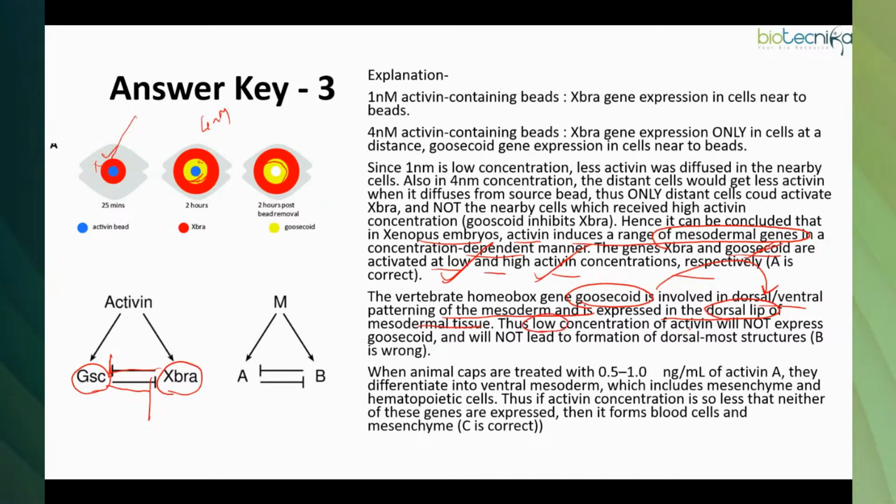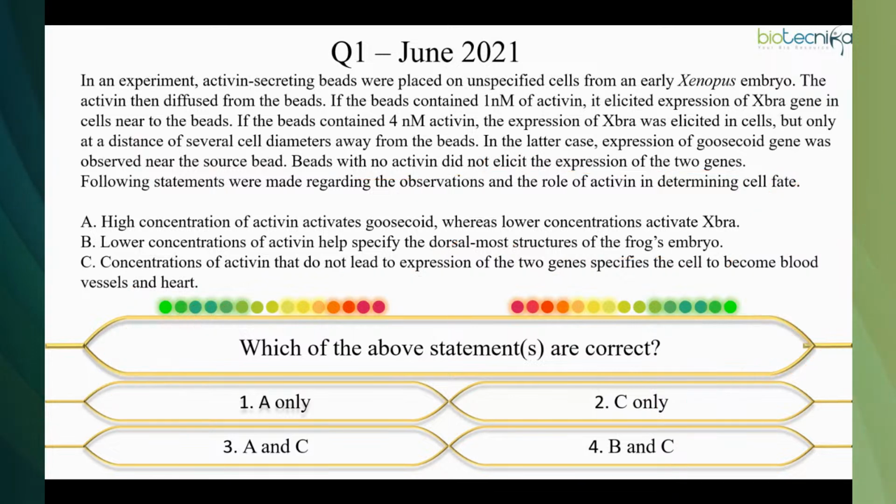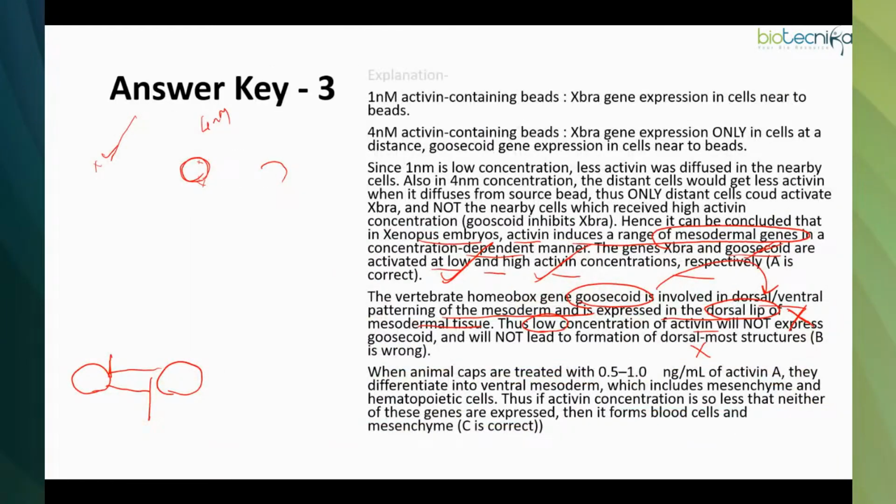So if you have low concentration of activin, it will not express the goosecoid. And if it cannot express goosecoid, then it cannot lead to formation of the dorsal most structure. So low concentration of activin means the goosecoid will not be synthesized, and in that case there is no dorsal structure. So since option B says lower concentration of activin helps specify the dorsal most structure, that is why this is wrong. Anyways, we have understood this, that high concentration of activin activates goosecoid, whereas lowest concentration activates XBRA. So that was A and B.